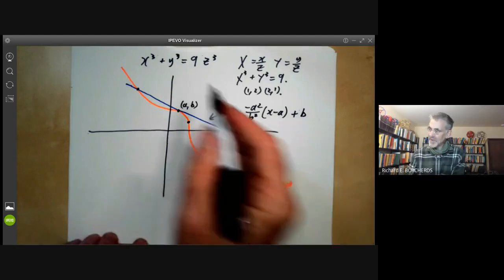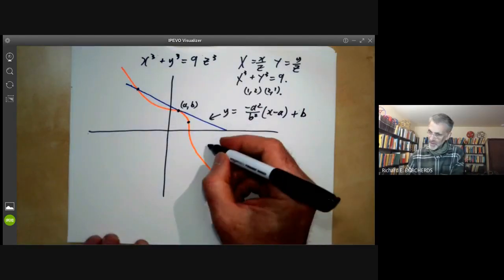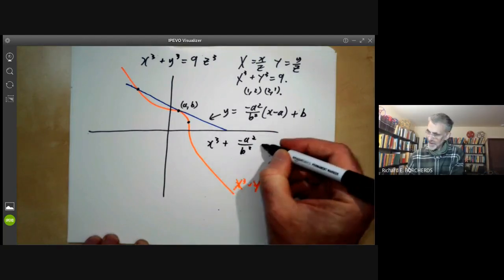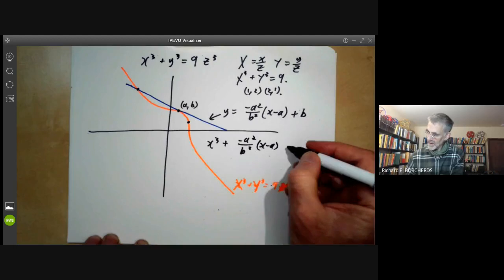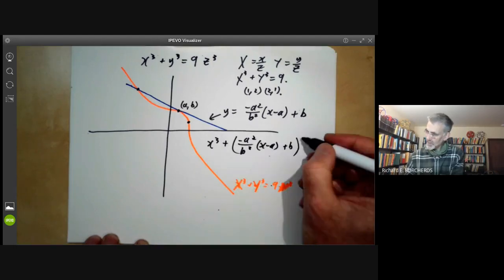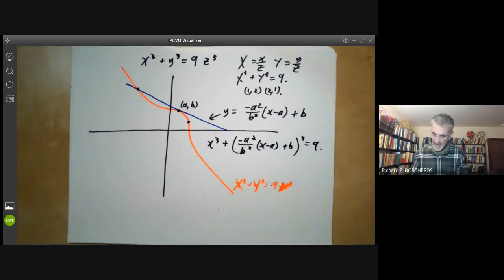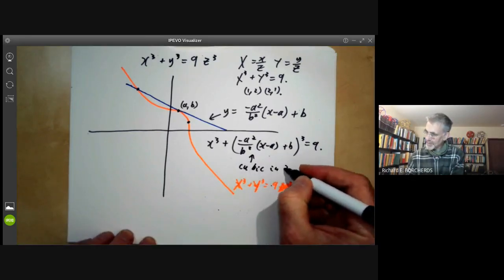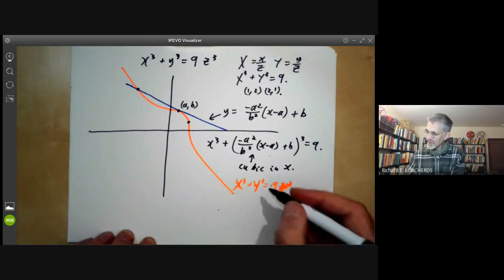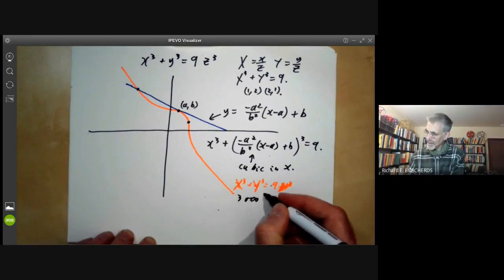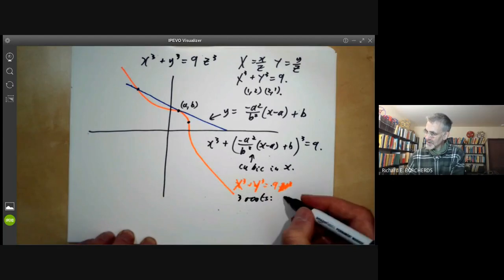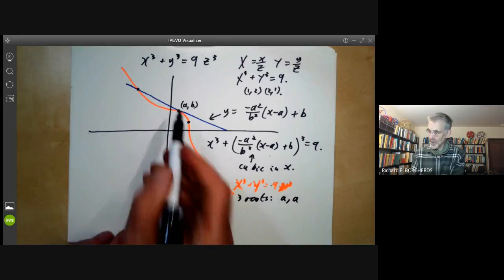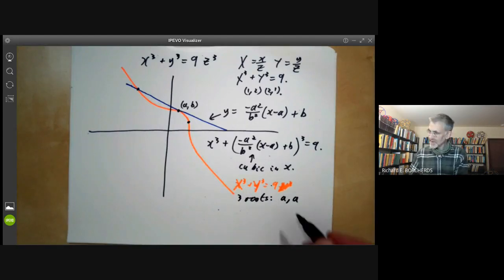And if we substitute this into this equation here, we get x cubed plus (minus a squared over b squared times (x minus a) plus b) all cubed equals 9. And this is a cubic in x. And it's got three roots. So two of the roots are a, because it intersects this orange curve twice at a. And there must be a third root.